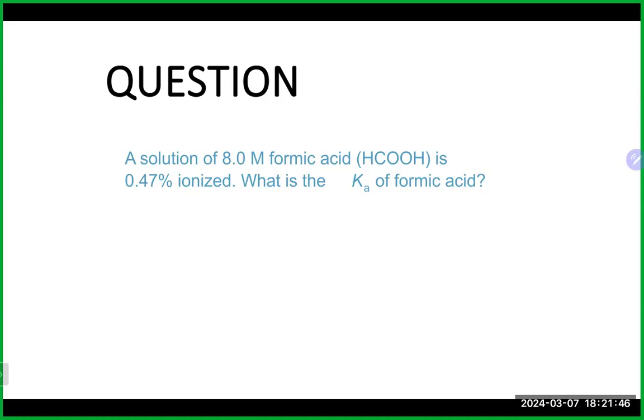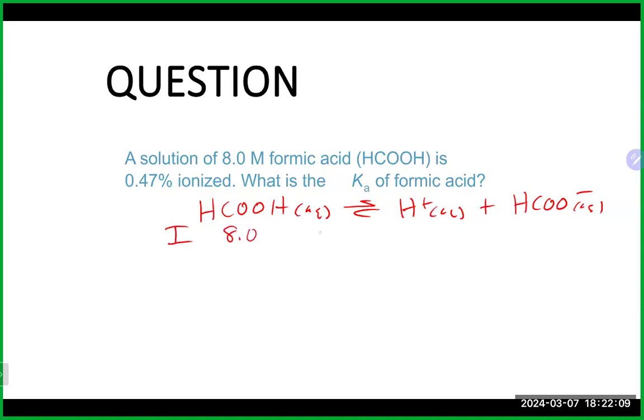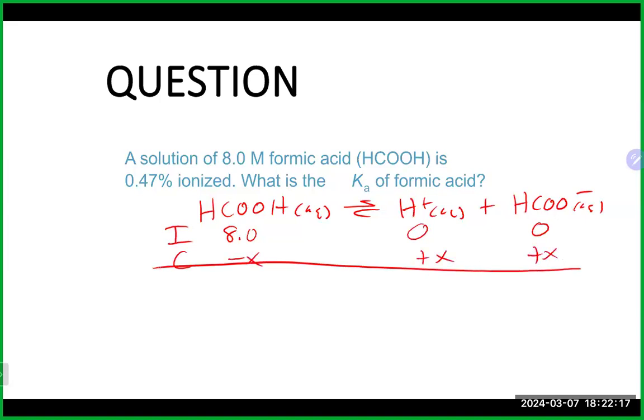So maybe an ICE table would be a good thing to roll out there and see what's going on. If we did an ICE table here, we have HCOOH, which is our formic acid. It's going to break apart into H plus and a little bit, dare I say, formate. We initially have 8 molar of our formic acid. We have none of these guys. Change would be minus X, plus X, plus X. That means at equilibrium, we have 8 minus X, X, and X.